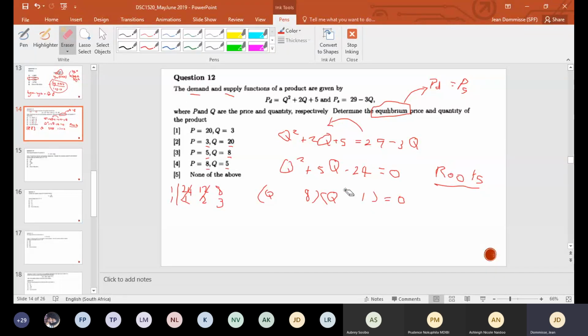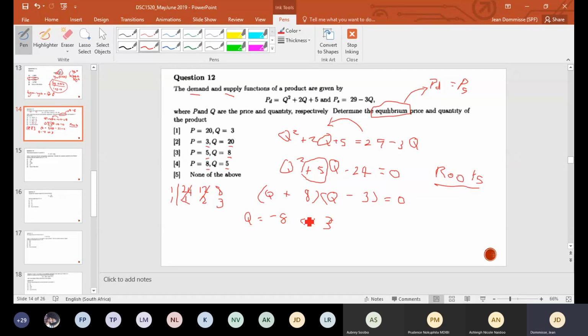And then, okay, it needs to be plus 5. So that means I need to put the plus in front of the biggest one. So when I multiply that out, it will give me my minus 24. So then I'm sitting with q equal to minus 8, or it is equal to 3.